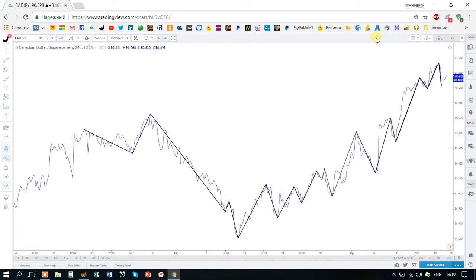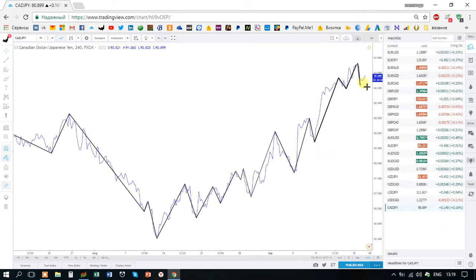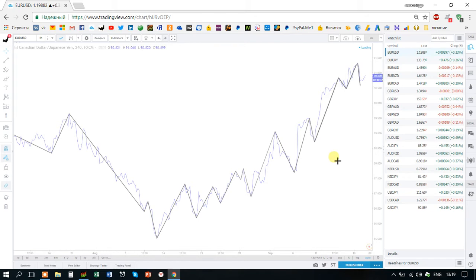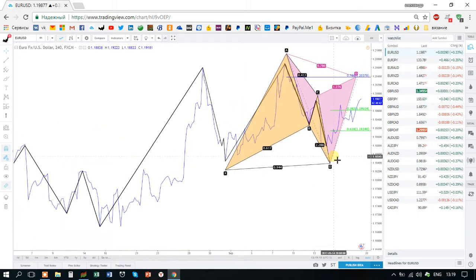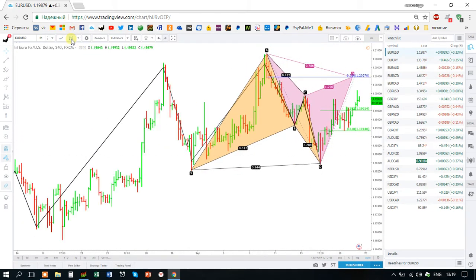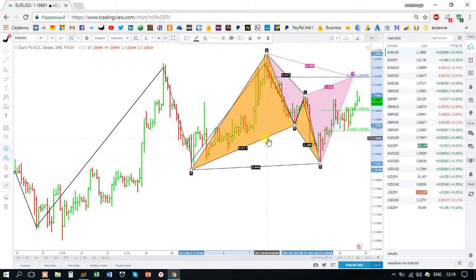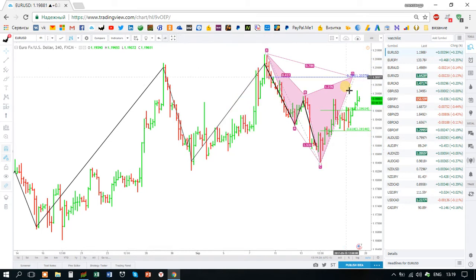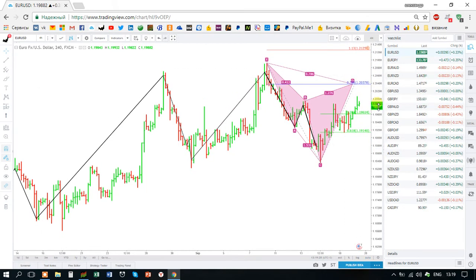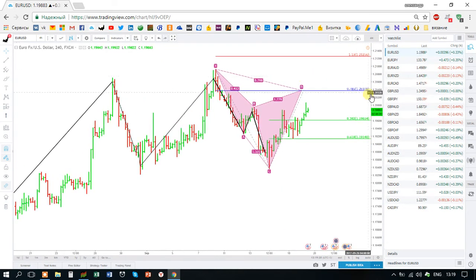What I have, 4 hour. Let's start from 4 hour if I have that open. Euro dollar is the first chart. This is the bet that won, and we have the cipher approaching to D point. Maybe it will be completed. So these are the levels.